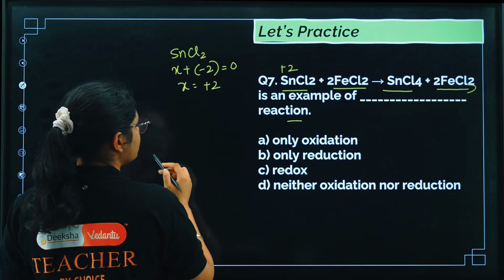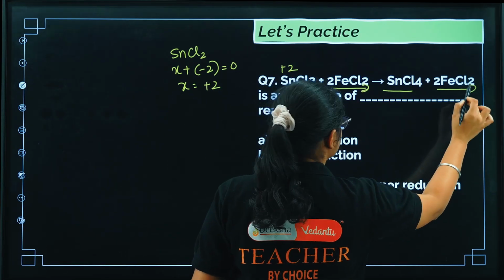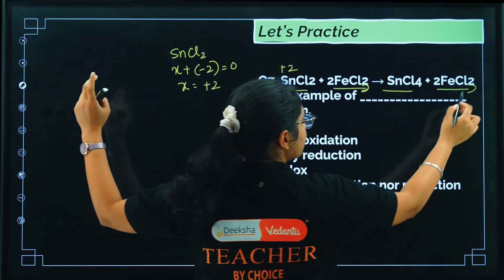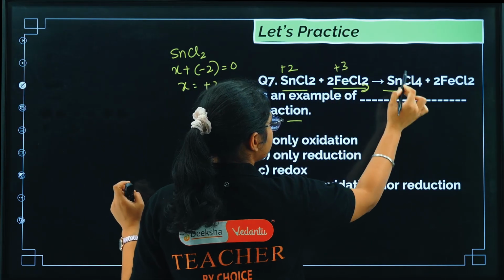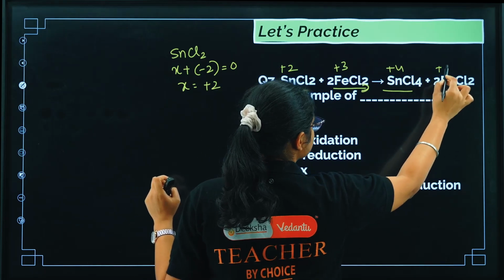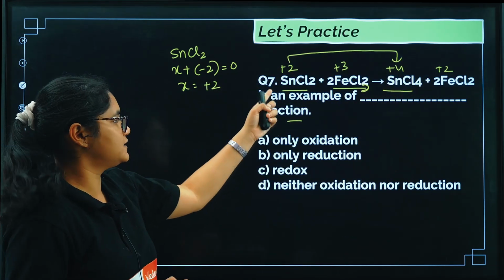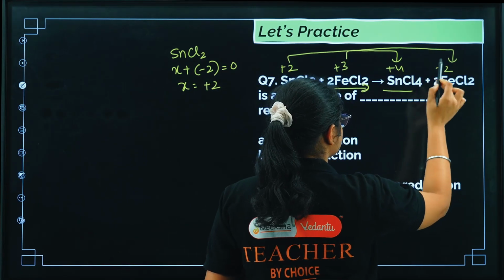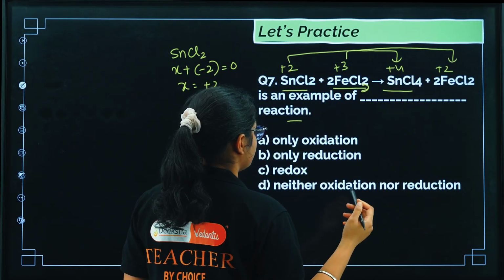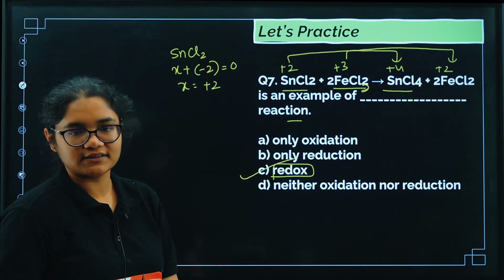Next, if you see FeCl3 and FeCl2, here it is plus 3. Similarly, here it will be plus 4 and here it is plus 2. So plus 2 to plus 4, oxidation number is increasing, so Sn is undergoing oxidation. Plus 3 to plus 2, oxidation number is decreasing, so iron is undergoing reduction. So it is a redox reaction. Option number C is the correct answer here.